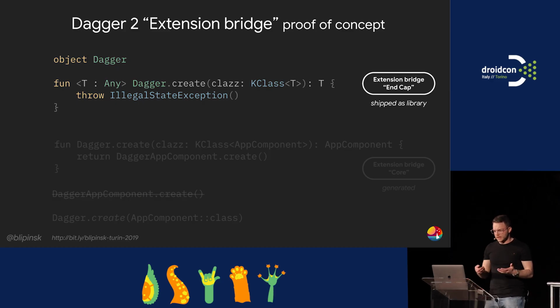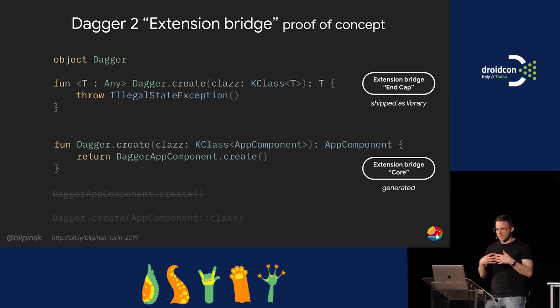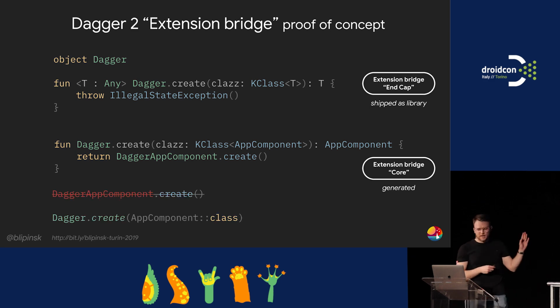And when the build succeeds, you can actually refer to a different kind of extension function that really creates the instance of Dagger app component. This is generated on demand, and the one that is throwing an exception is just stripped as a library. Having this setup, you can forget about calling create on unresolved Dagger app component, because you can call dagger.create of app component right after you include that in your project.